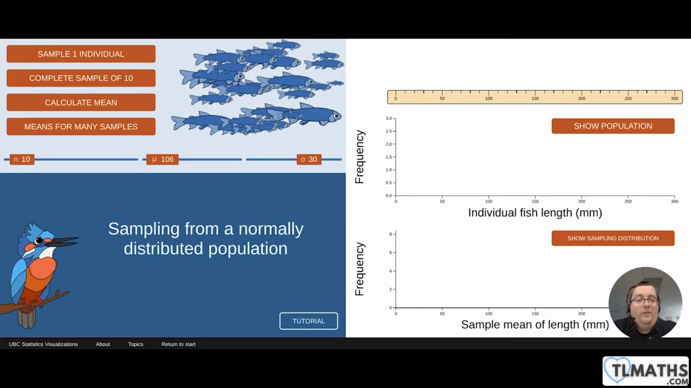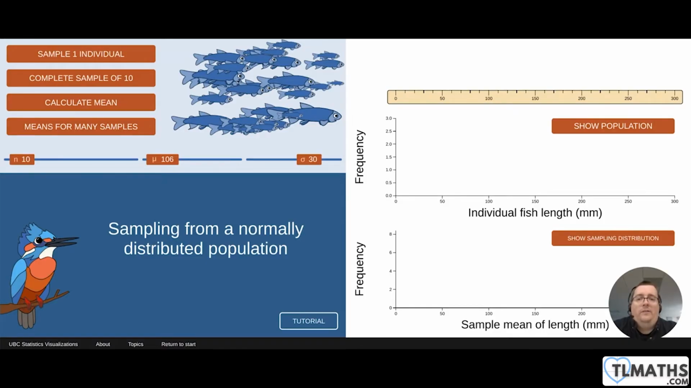So in this video I want to introduce you to some of the underlying concepts of sample means hypothesis testing. So really, where does it come from? How does it work? Now I'm going to be using this website and another in a moment, but I'm going to be using this website first. This is from the University of British Columbia.